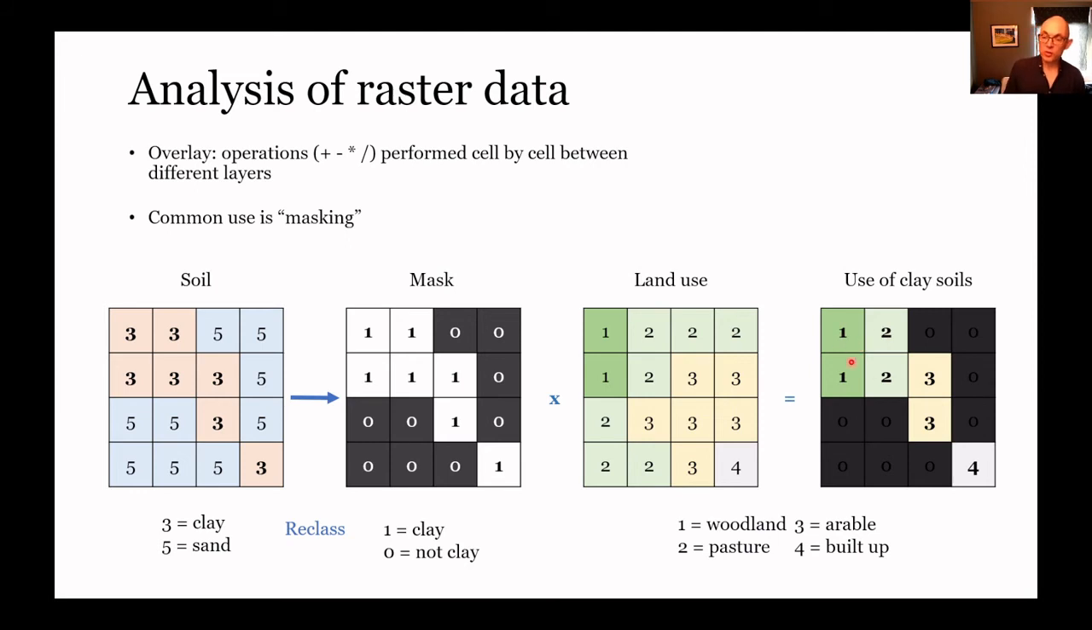And we can use that information to inform a decision, say. So how are our clay soils being used? Well, 2 of them are being used as woodland, 2 of them are being used as pasture, 2 of them are being used as arable, which is perhaps one of the better uses of them, and 1 of them is being used as built up, which is a complete waste of a clay soil.